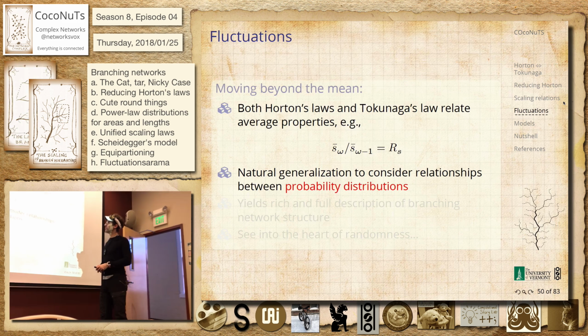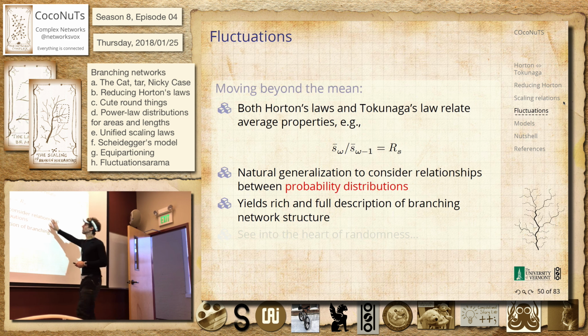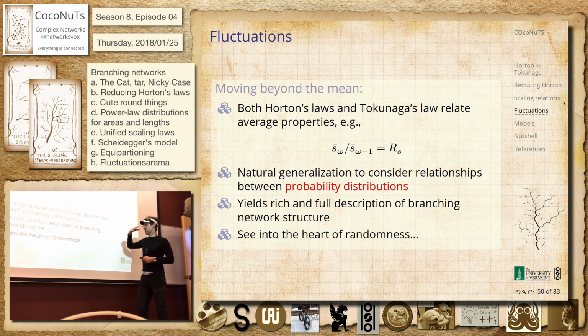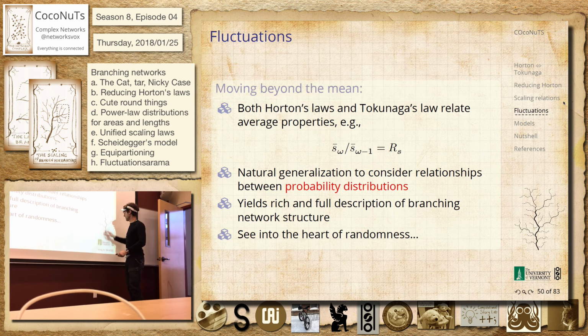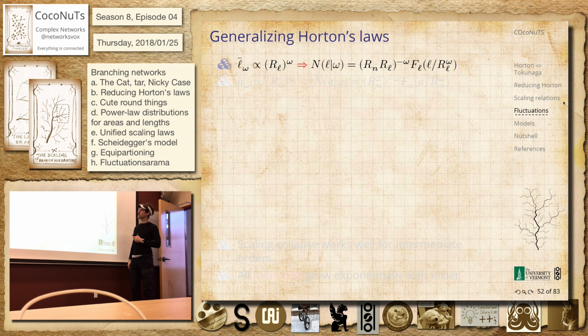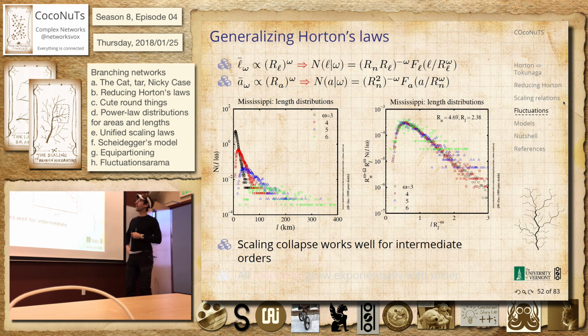Okay. I will talk about this just briefly next, but let me say this: Horton's laws and Tokunaga's laws are all about averages. And so you realize these things have all this variation. What happens when we do that? That's a real problem, right? So here's just a little bit of it.